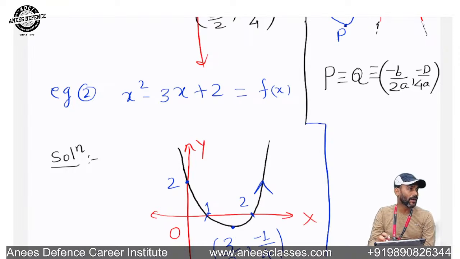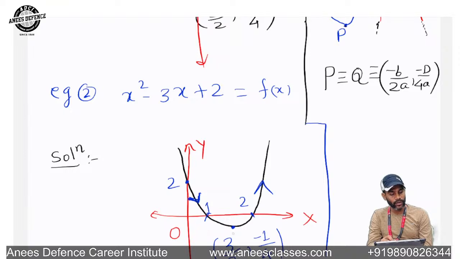Where is the graph decreasing? If x is less than 3 by 2, the graph is decreasing. From minus infinity to 3 by 2 it is decreasing, and from 3 by 2 it is increasing. Have you understood?